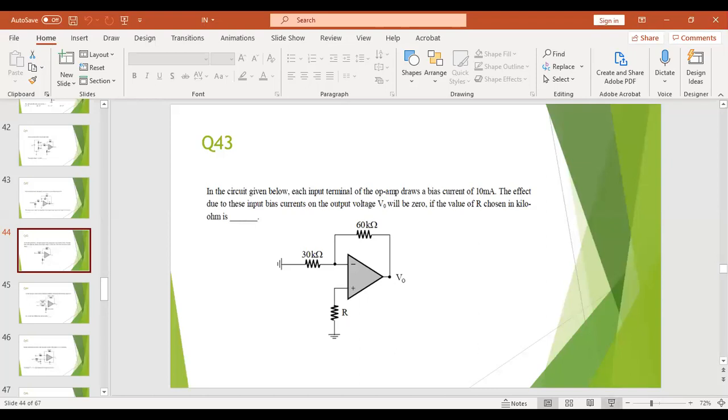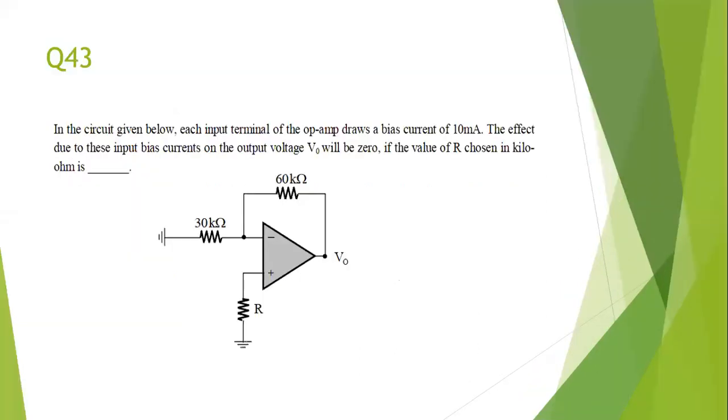Now continue with question number 43. The question is from the op-amp page. This is one of the best questions. In the circuit given below, each input terminal of the op-amp draws a bias current of 10 milliampere.